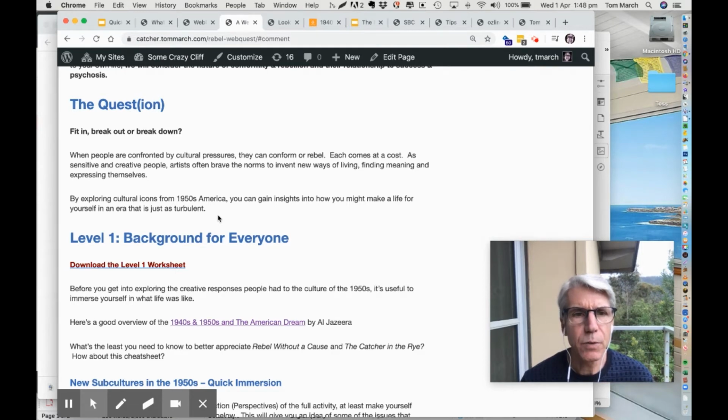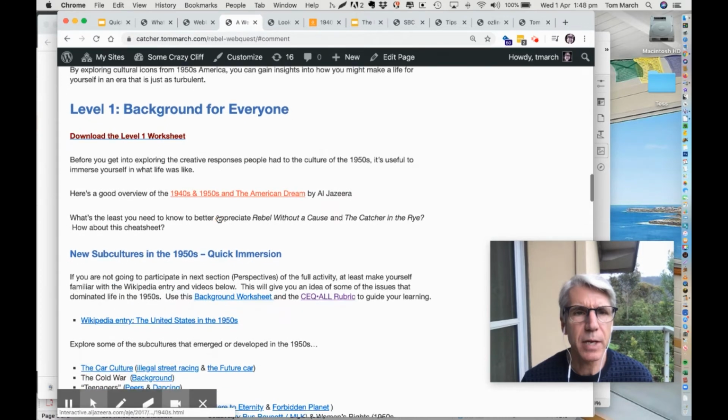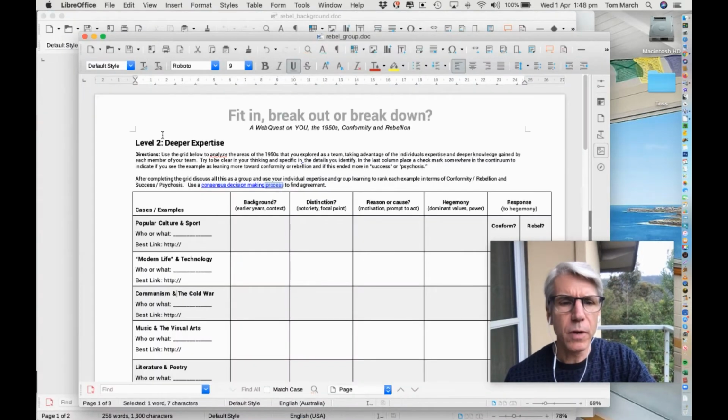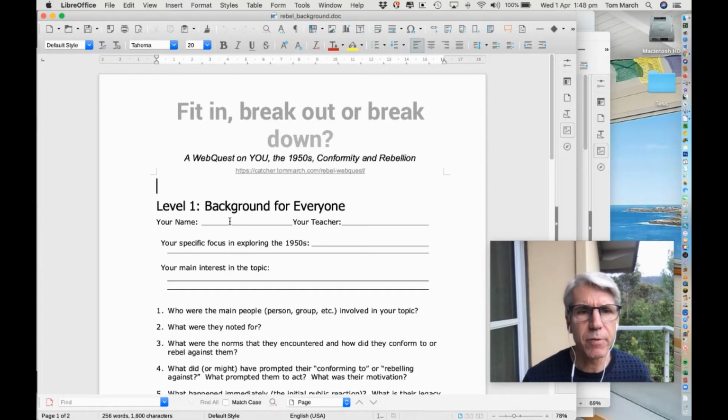As I like to do, I include a section on background for everyone, so we all have a common understanding. And with that, you'll see a basic Word document. This is the deeper understanding. Here we go. Here's the background for everyone.